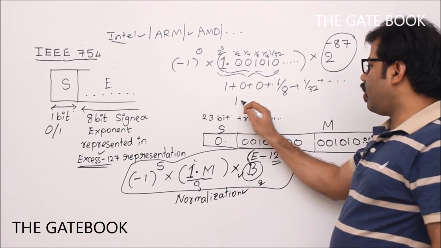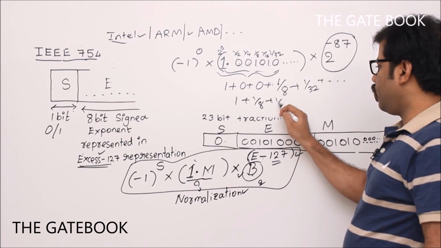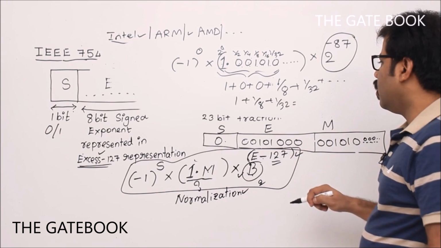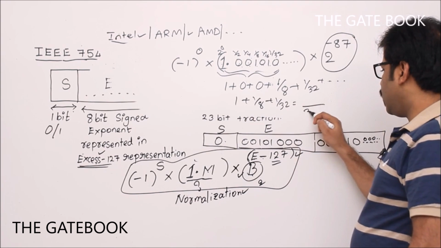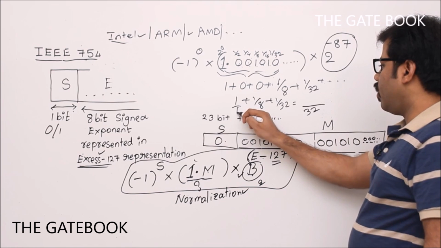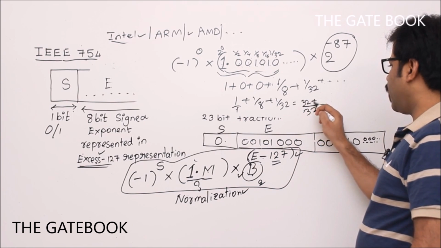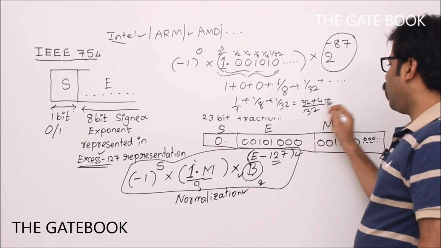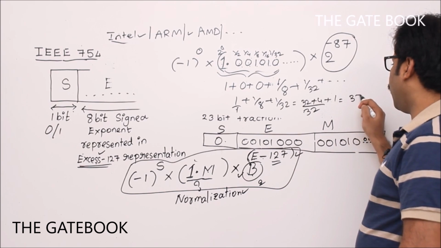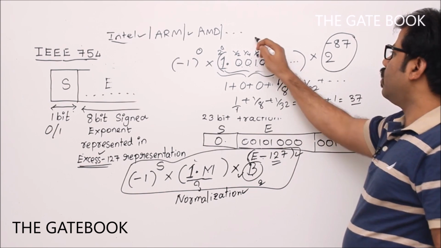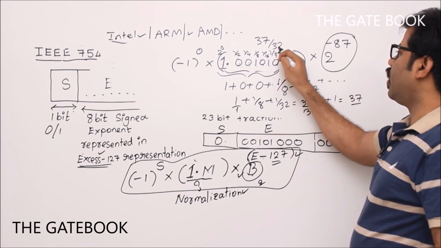Then if I simplify it, 1 plus 1 by 8 plus 1 by 32. 32 is the LCM: 1 into 32, 32. You know the simplification, right? 8 4s plus 32 1s. So you get 37 by 32, right? 37 by 32. You simplify it, whatever you get.